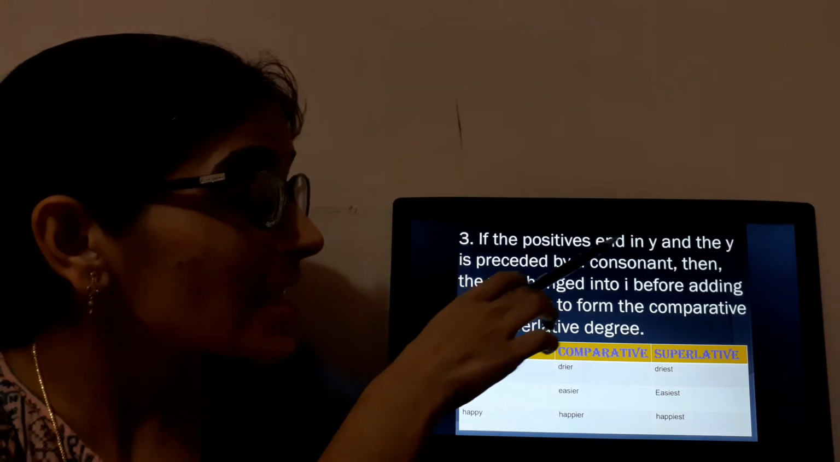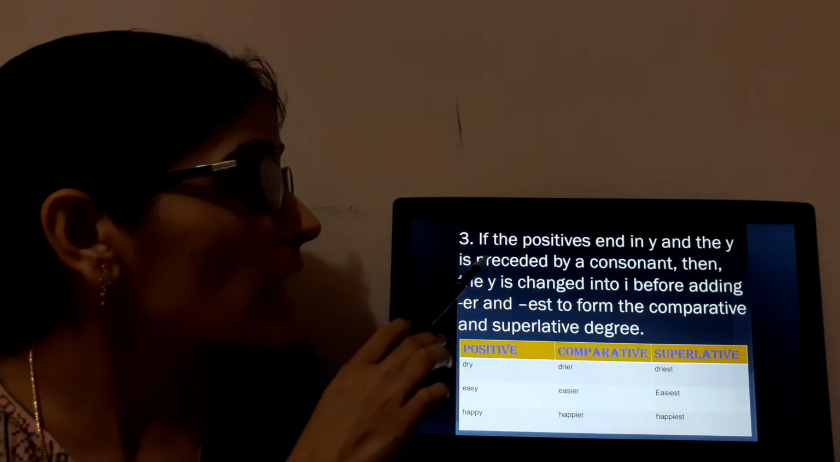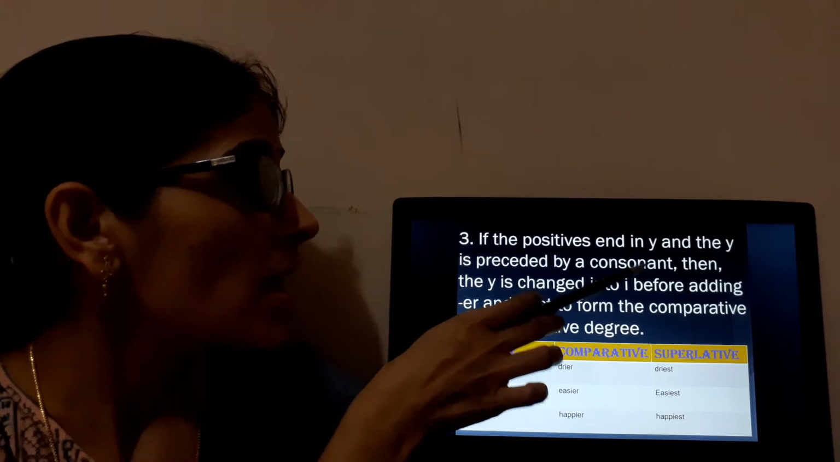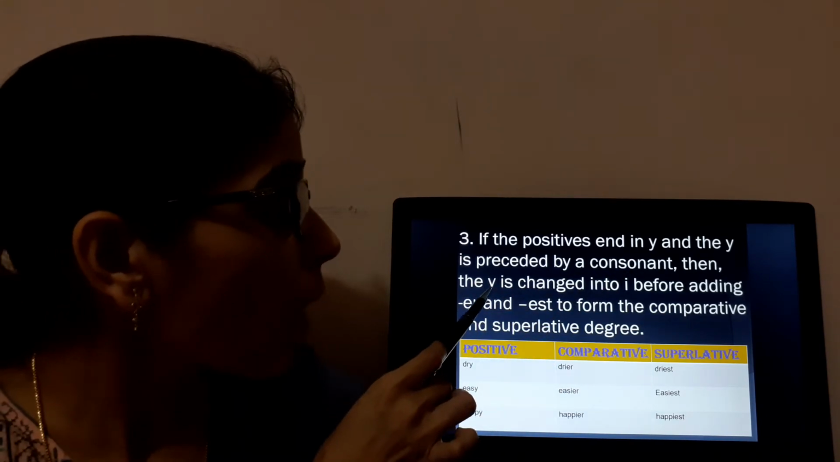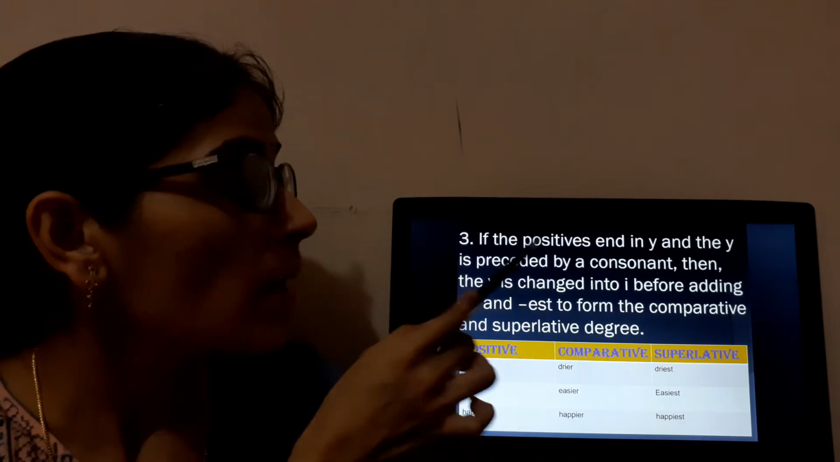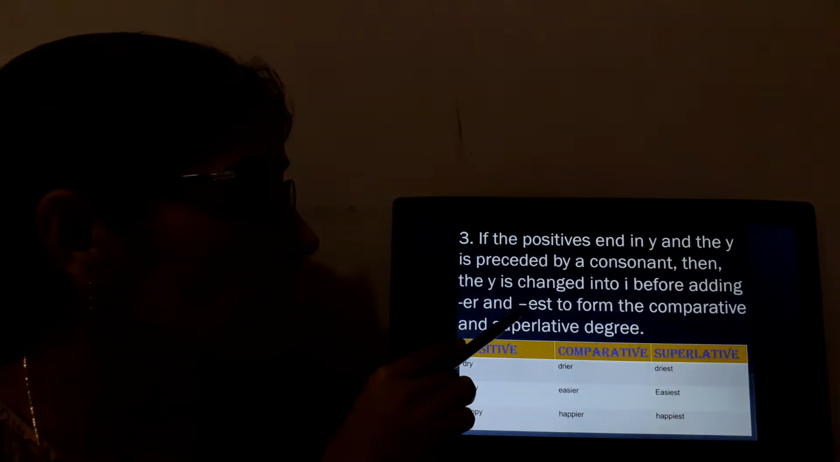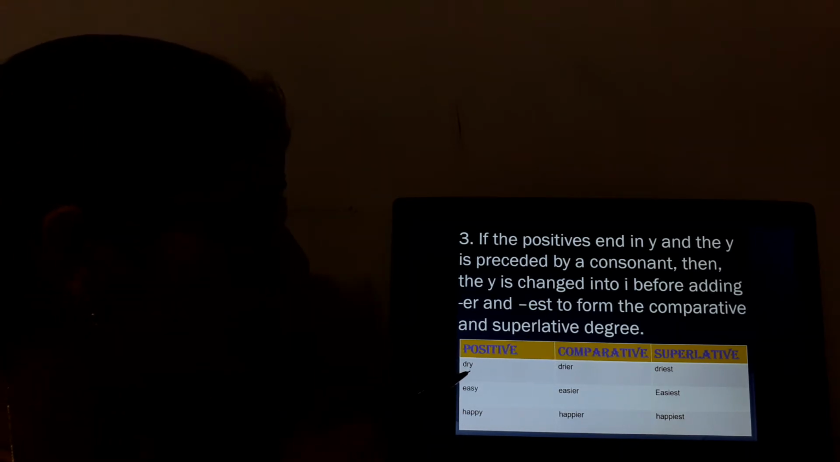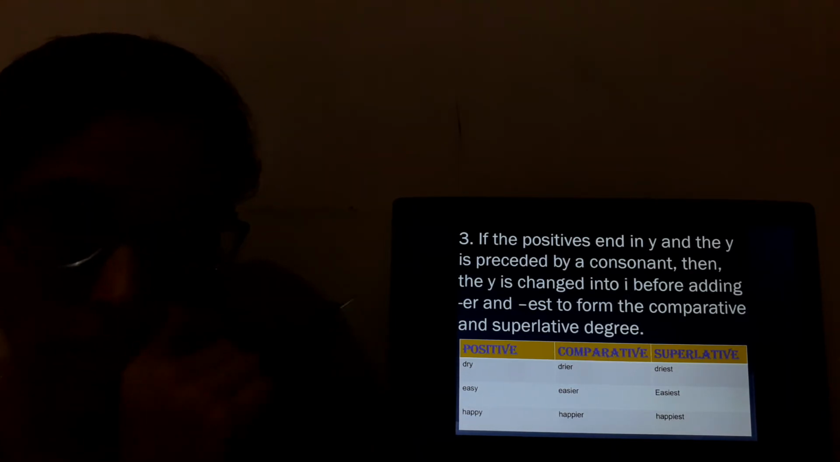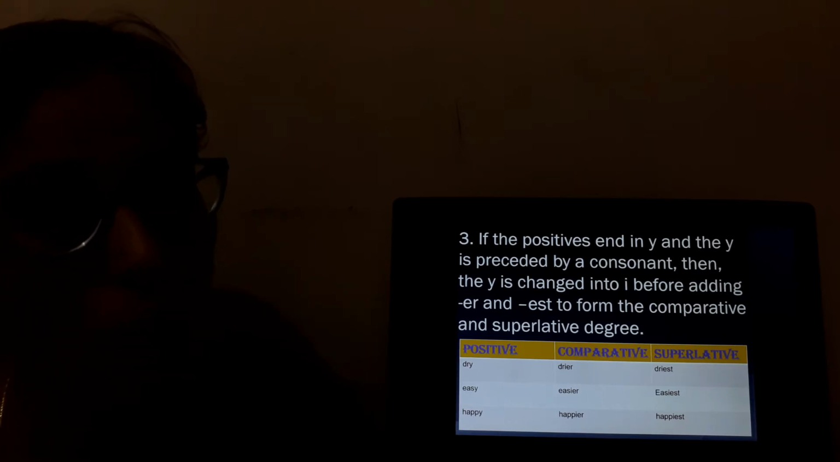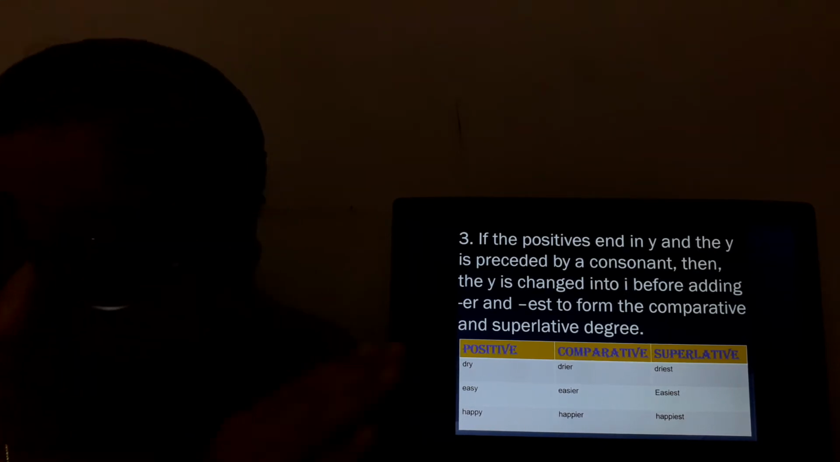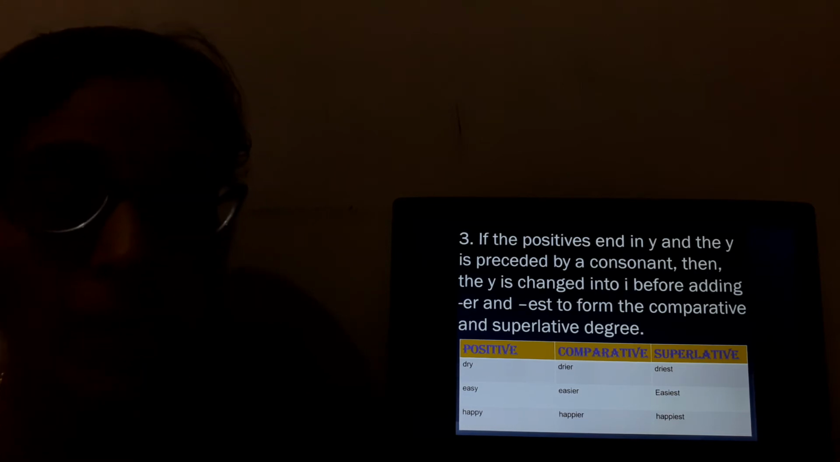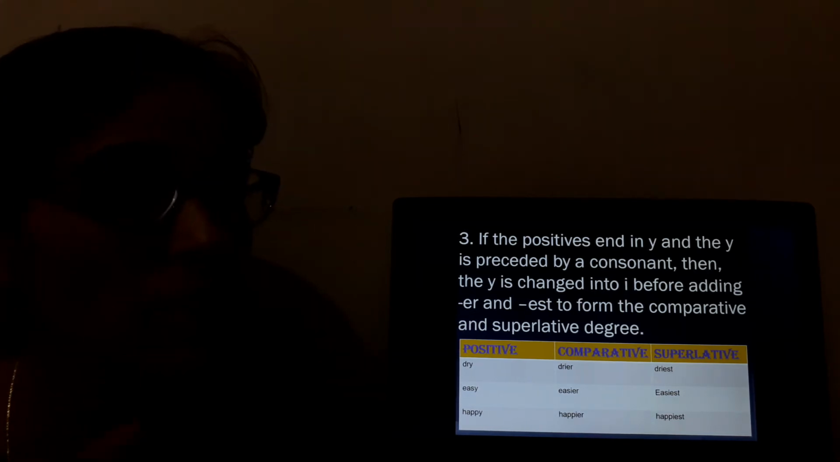If the positive ends in Y and the Y is preceded by a consonant, then the Y is changed into I before adding ER and EST to form a comparative and superlative degree. That means, if in the positive degree it has Y preceded by a consonant. Clear? Now what is a vowel? A, E, I, O, U. That is vowel. Excluding vowel, whatever is left, B, C, D and all these are the consonants.